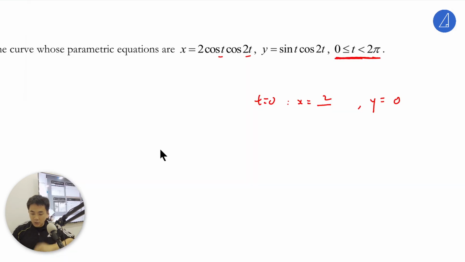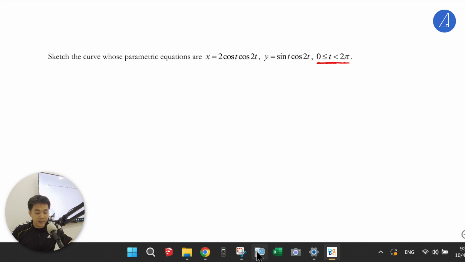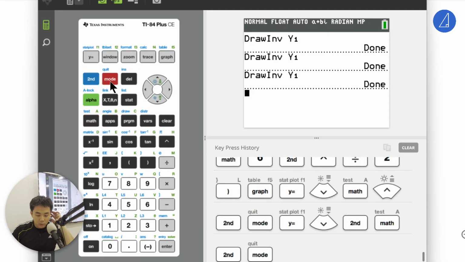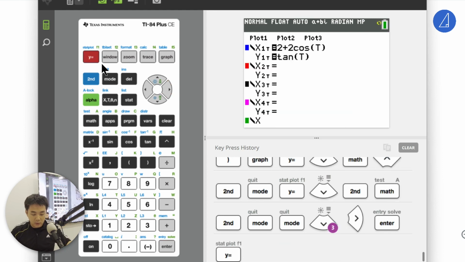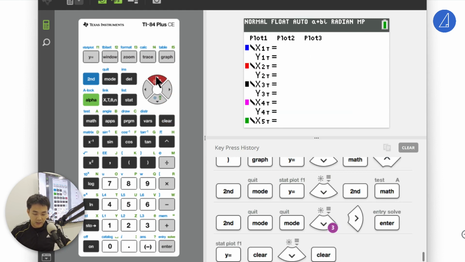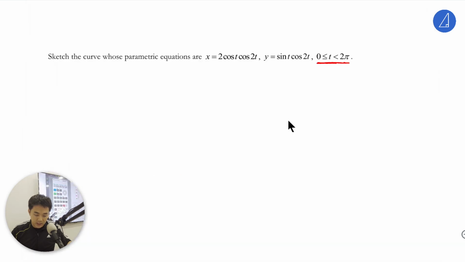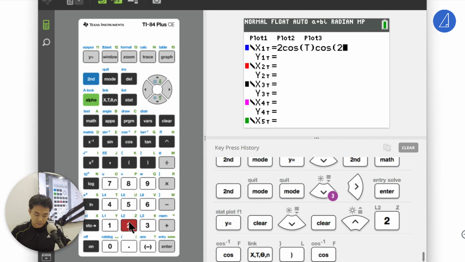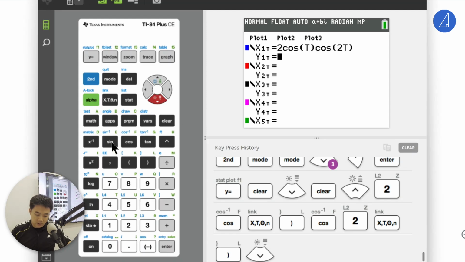Okay, so if I want to do this question using the GC, of course, because we don't have decimals, you go to function, then you put this parametric. Then you go to this guy here. What you do is you put 2 cosine t, then you put cosine 2t. Then you put this guy here as 2 sine t, then cosine 2t.